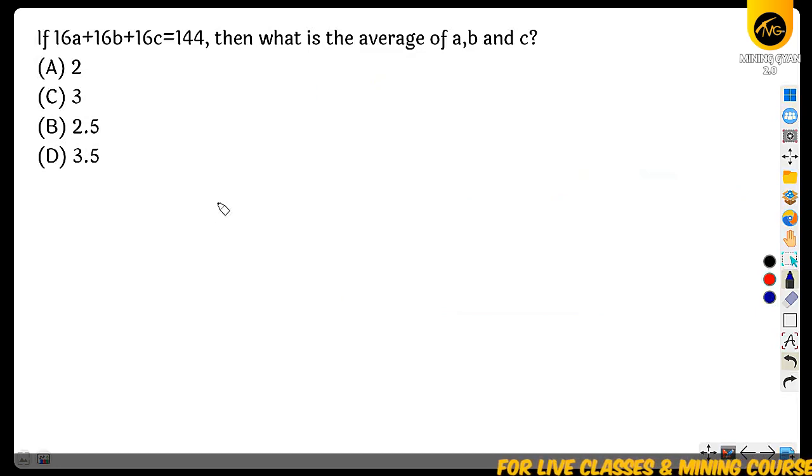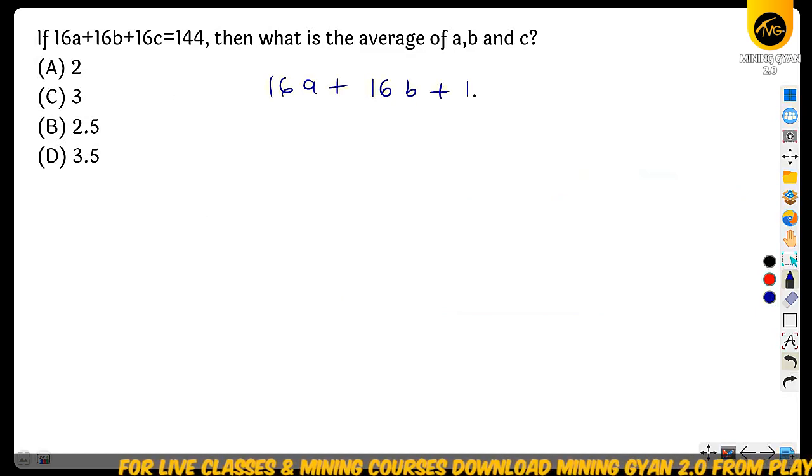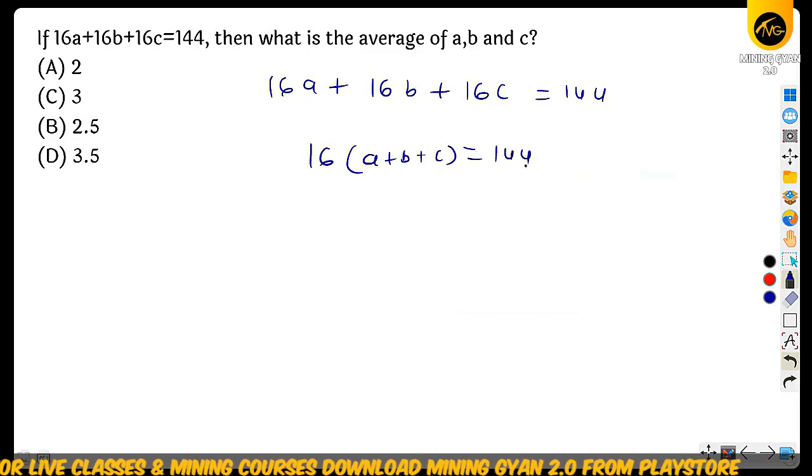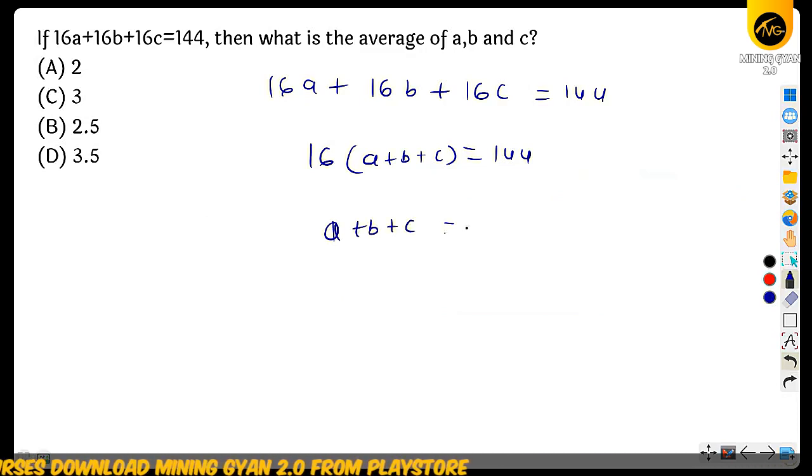Now we have the expression 16a plus 16b plus 16c is equal to 144. That means you can take the common factor: 16 times (a plus b plus c) is equal to 144. Now a plus b plus c is equal to 144 divided by 16. Now 16 1s are 16 and 16 9s are 144.